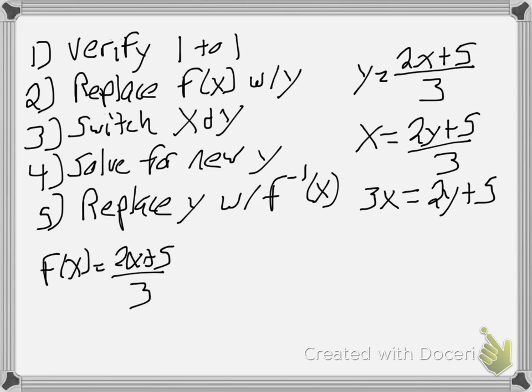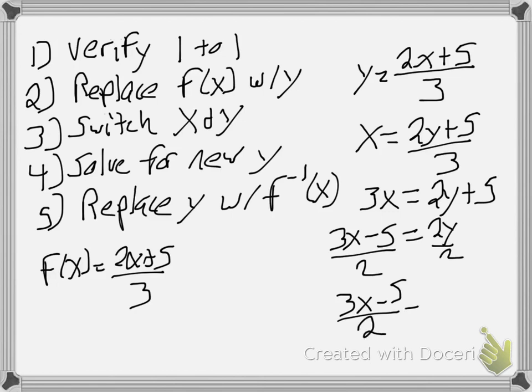I'm going to subtract my 5, so I get 3x minus 5 equals 2y. And then I'm going to divide by 2, right? So I get (3x minus 5) over 2 equals y. And what's my last step? I'm going to replace y with f inverse of x. And I'm actually going to flip it around too. So the inverse, f inverse of x, is just simply (3x minus 5) divided by 2.